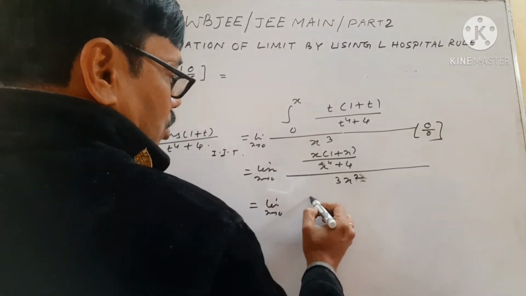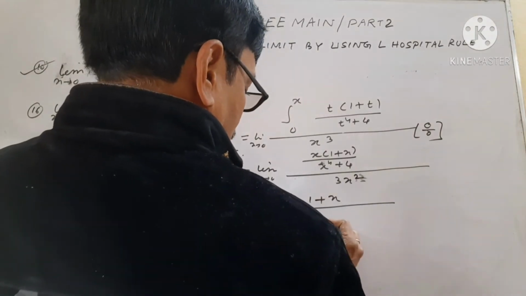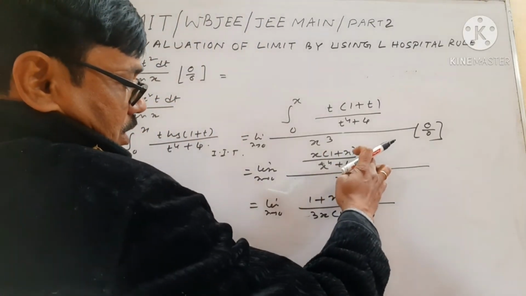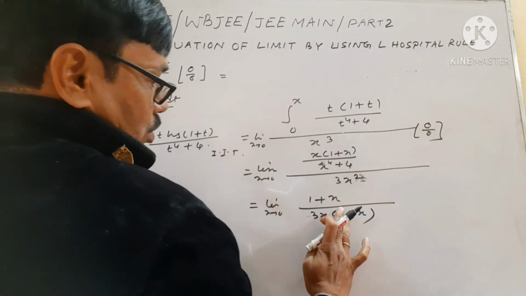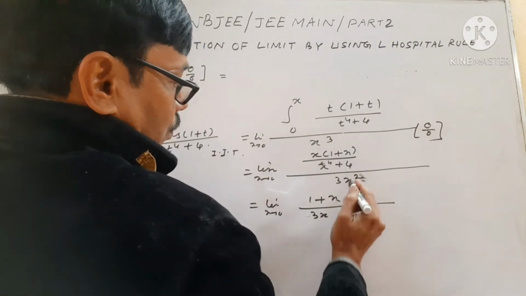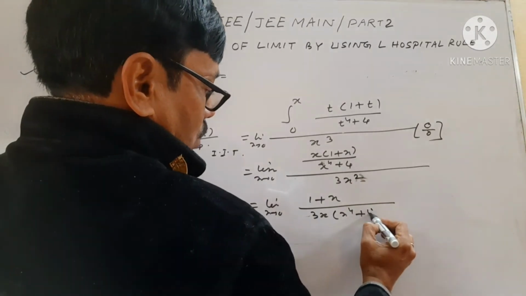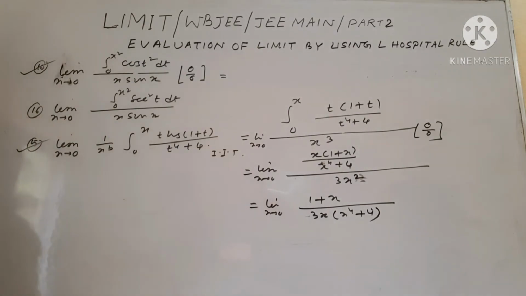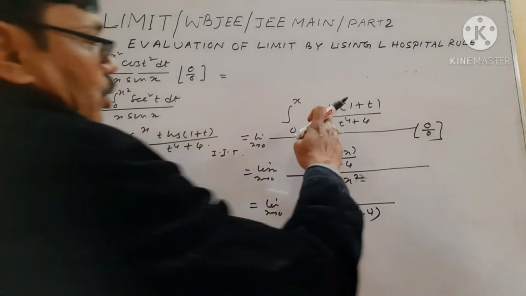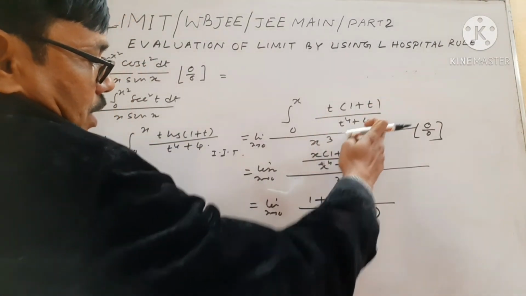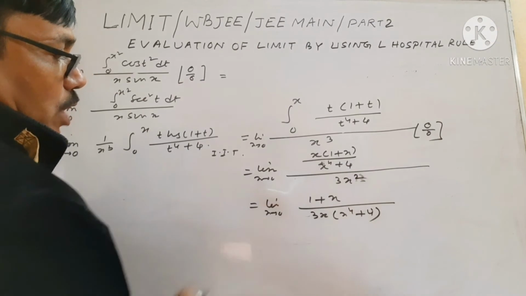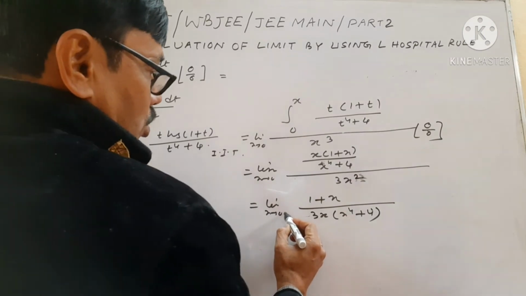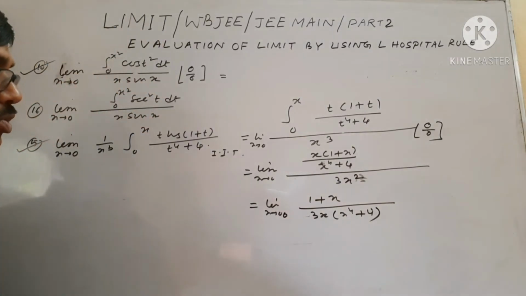Limit x tends to 0, 1 plus x. So 3x into 1 plus x, 3x into x to the power 4 plus 4. So x into 1 plus x, 1 plus x, 3x square. So 1x is cancelled, 3x. So x tends to 0.